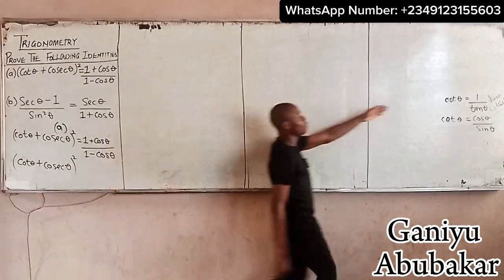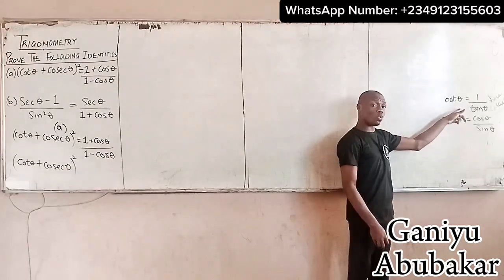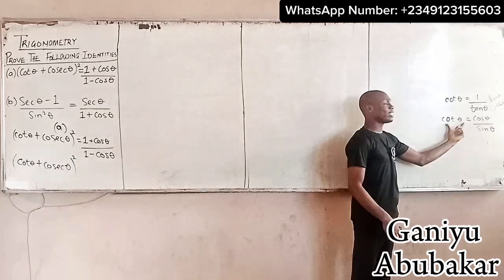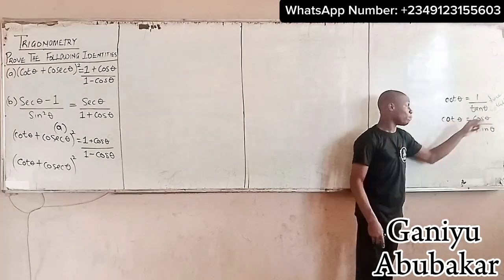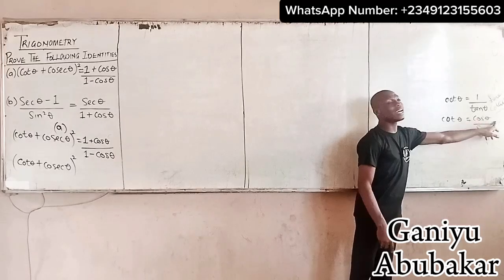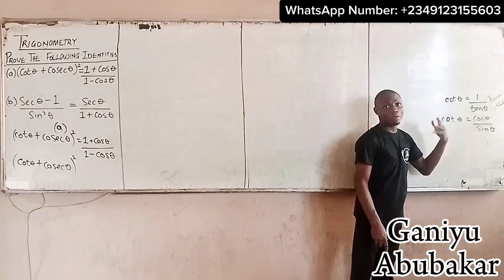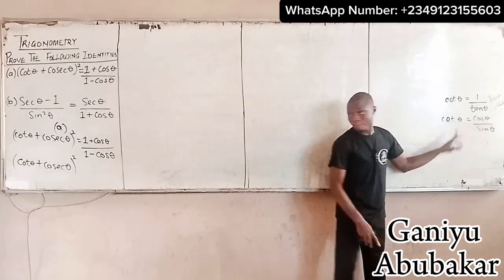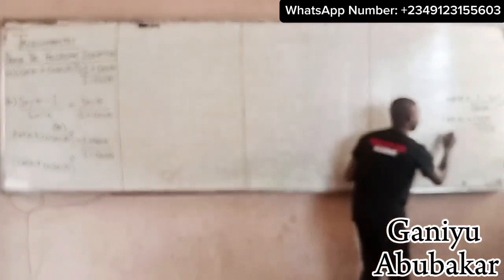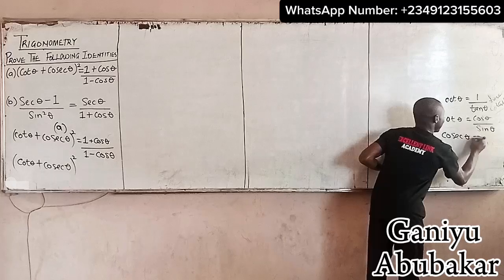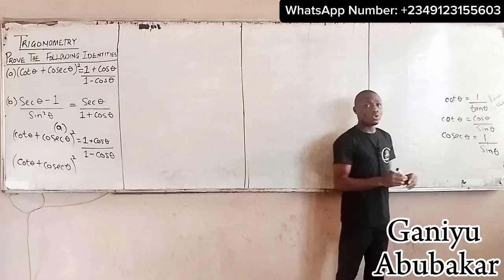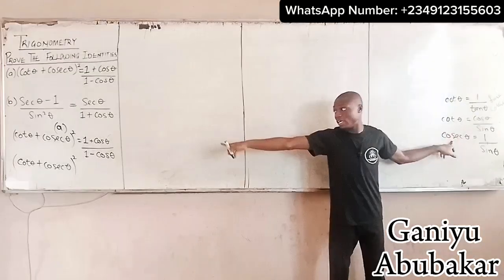I can use any of these two, right? If I use this one, I will end up having this one. So let's go for this one here. Replace cot theta as being equal to cos theta over sine theta. That becomes the concept. This is for cot theta. We also have cosec theta. We said in the last class that cosec theta signifies what? 1 over sine theta. So I'll put these two into that expression there.